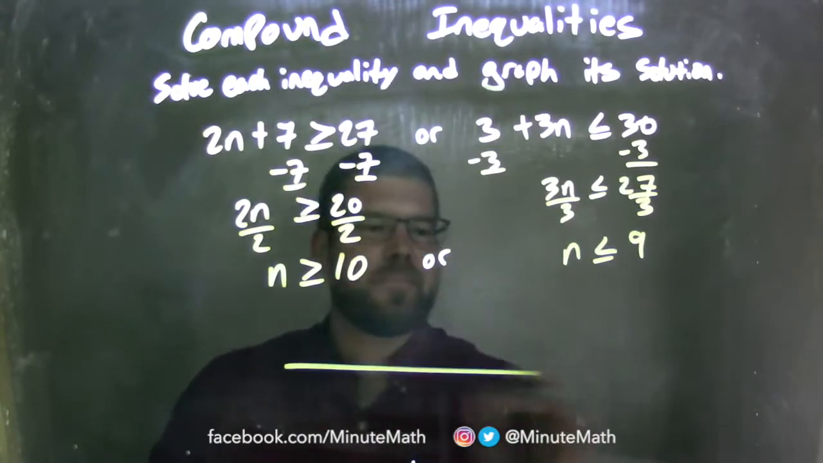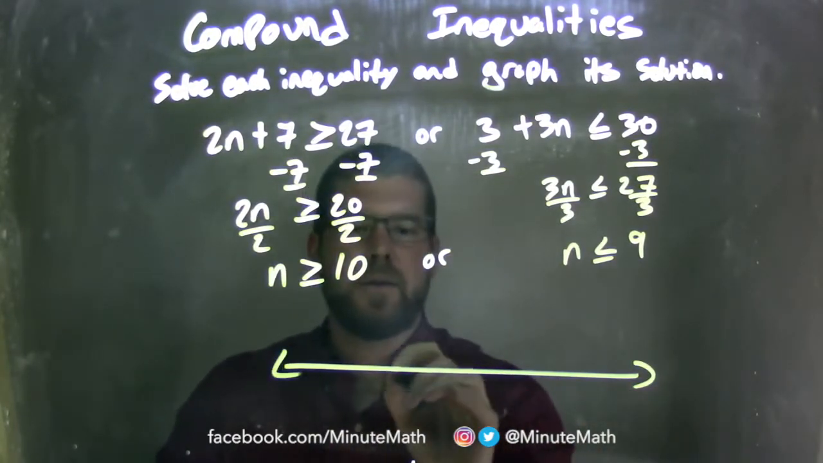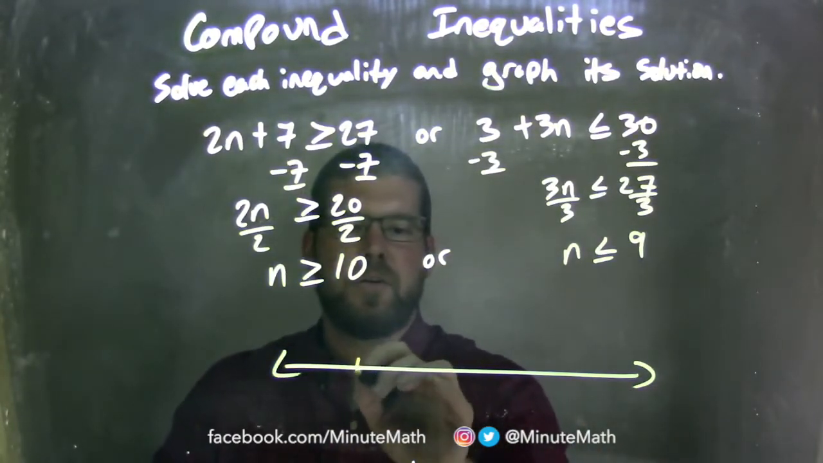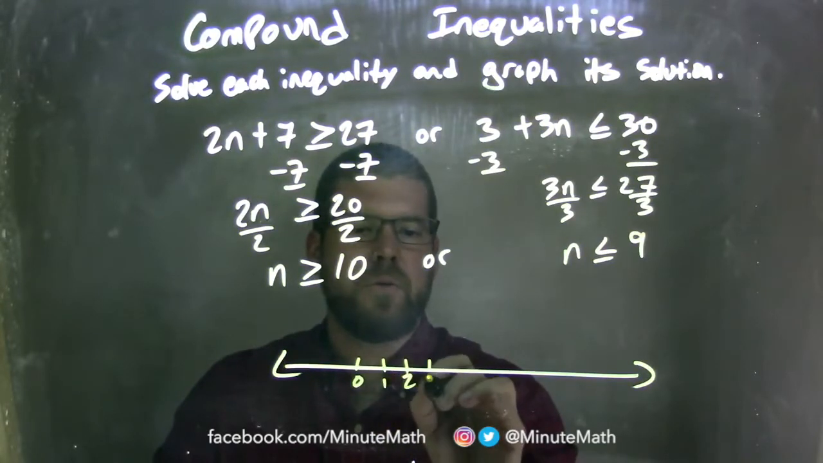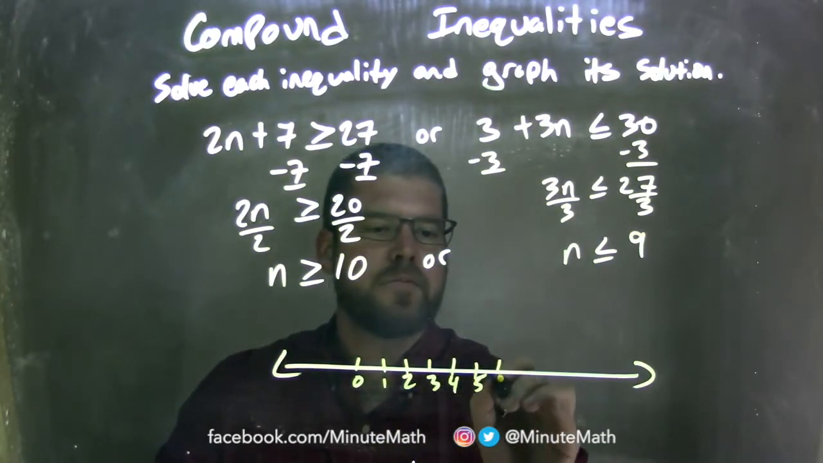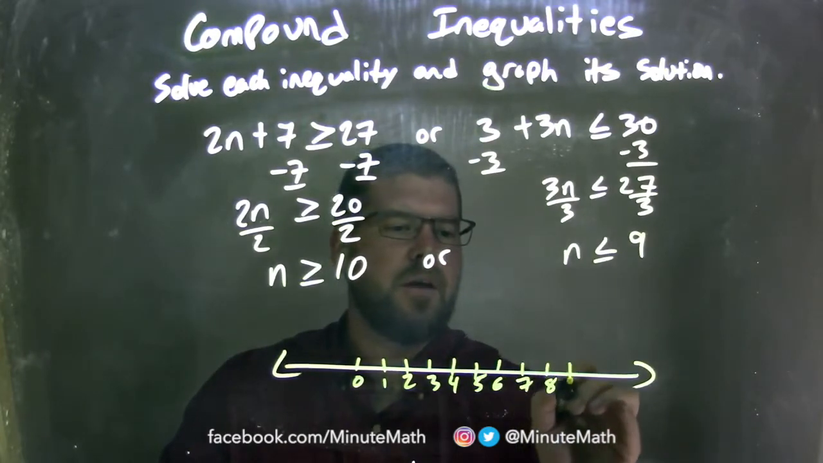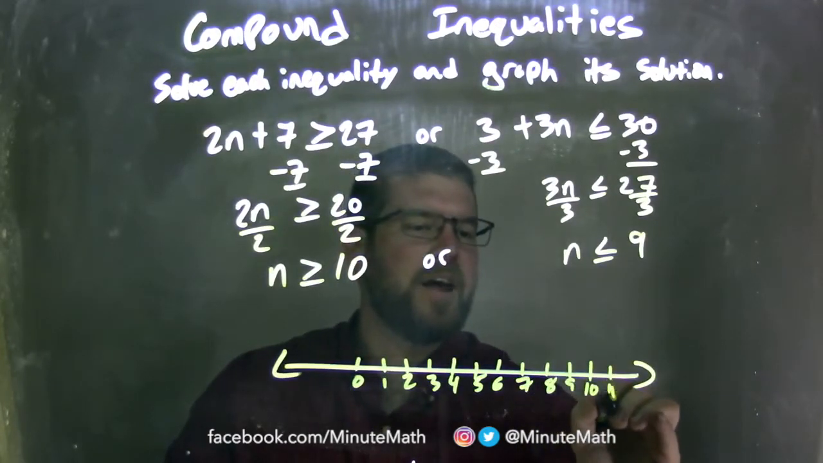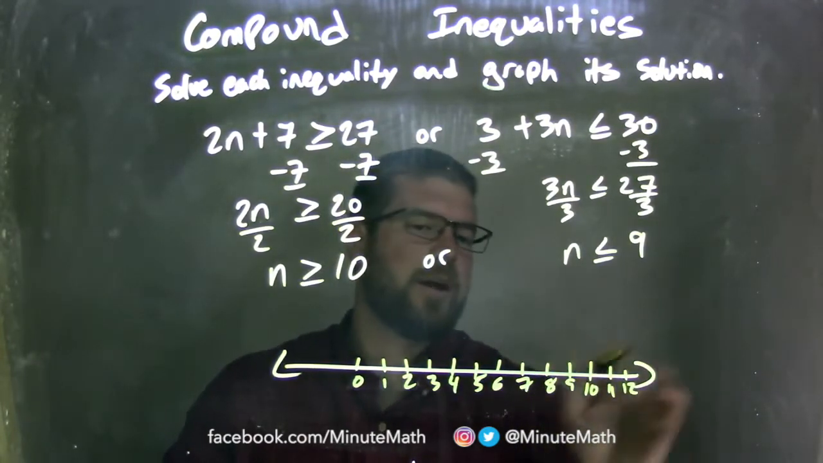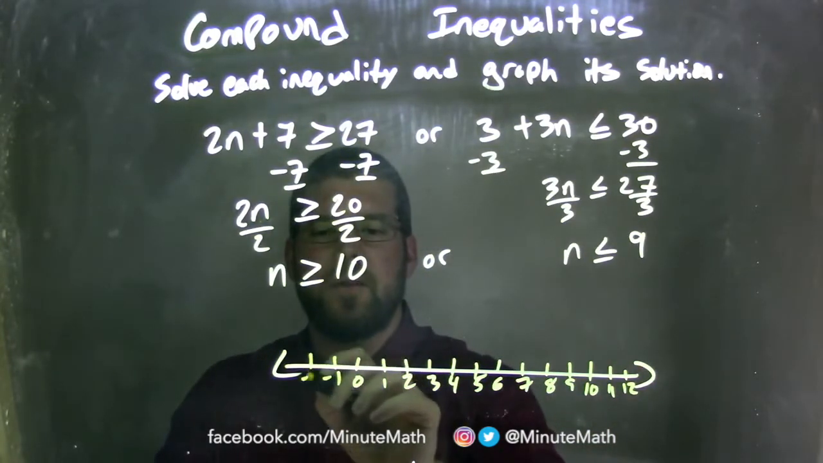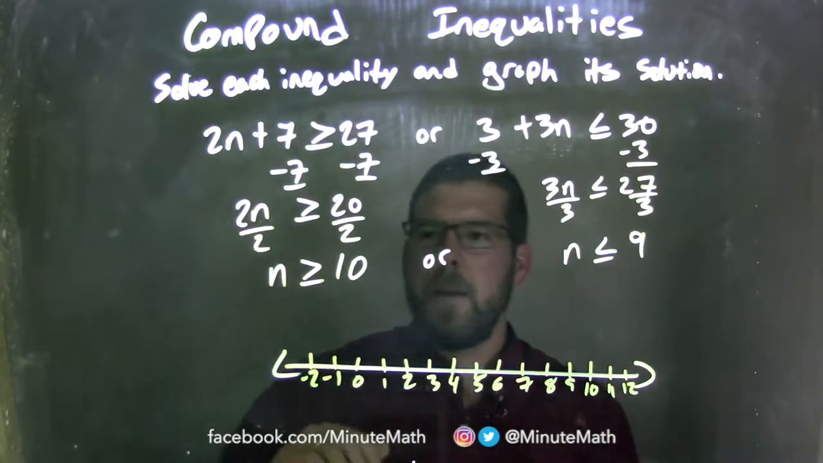So I need to graph them. So let's go to the number line here. Let's go put 0 right here. 0, 1, 2, 3, 4, 5, 6, 7, 8, 9, 10, 11, 12. And really don't care what's going on here. But negative 1, negative 2. Probably could have made it a little better, but it's all good.